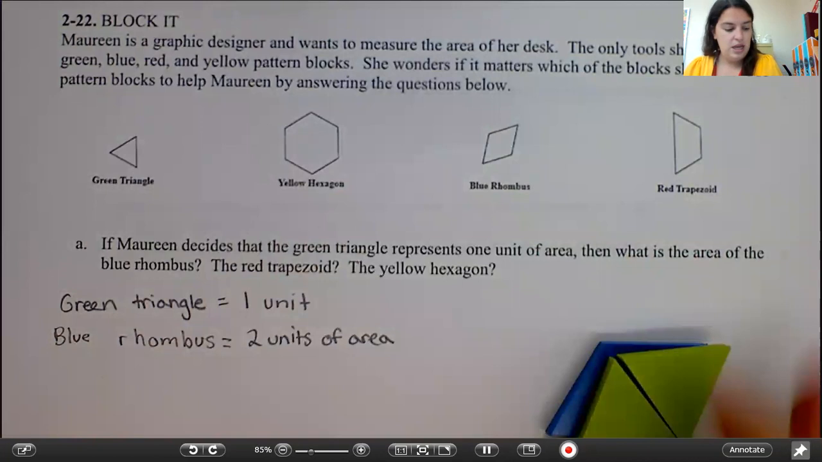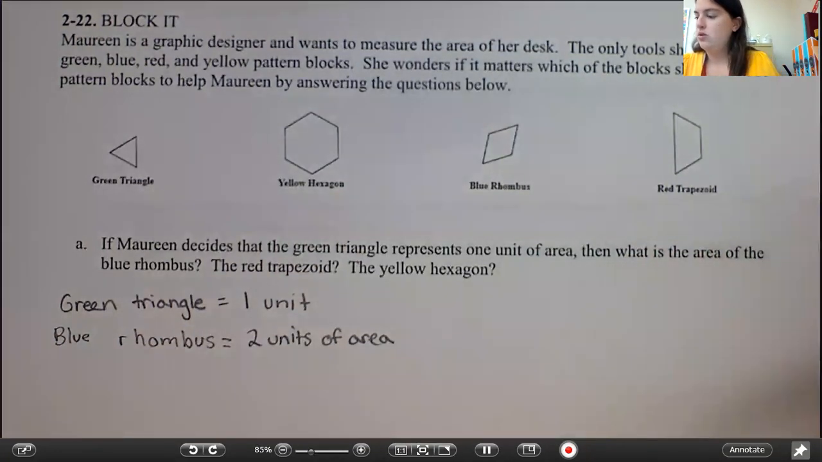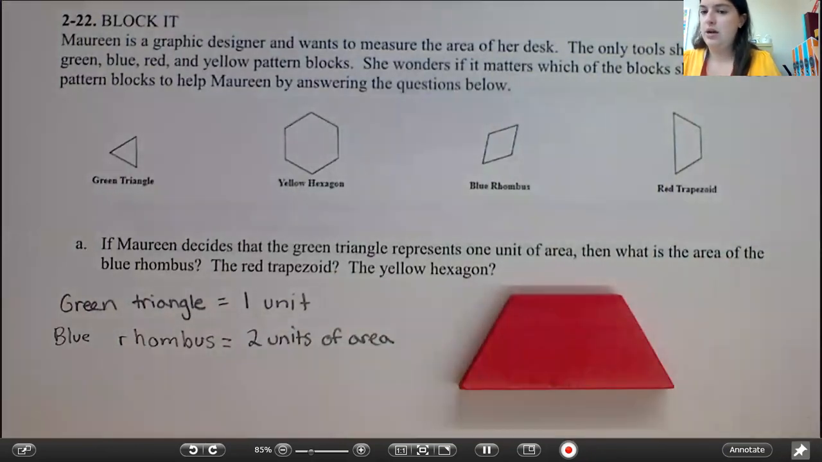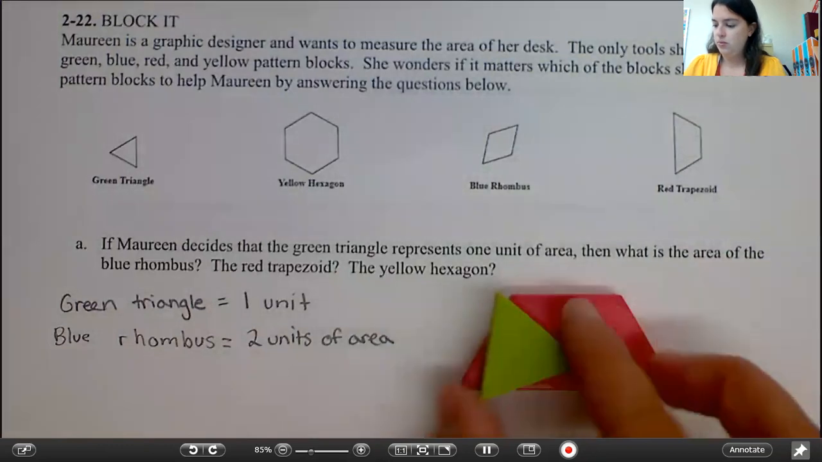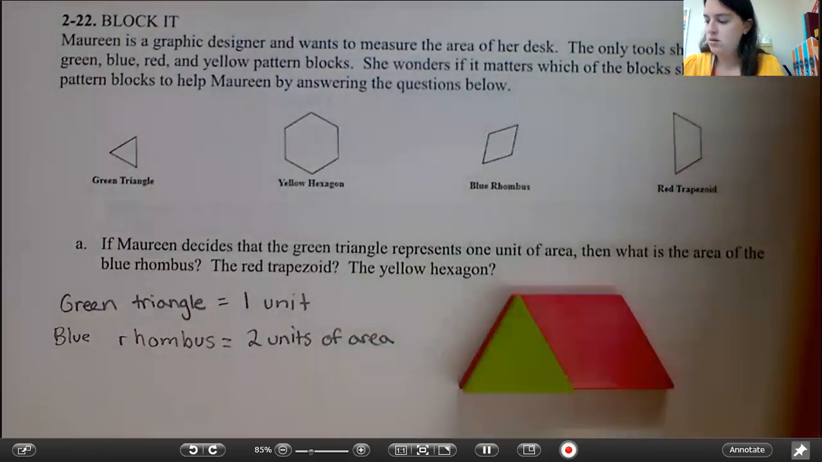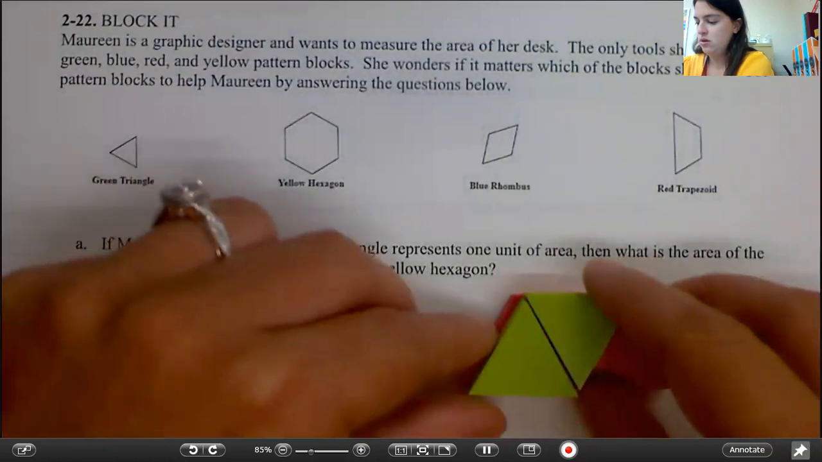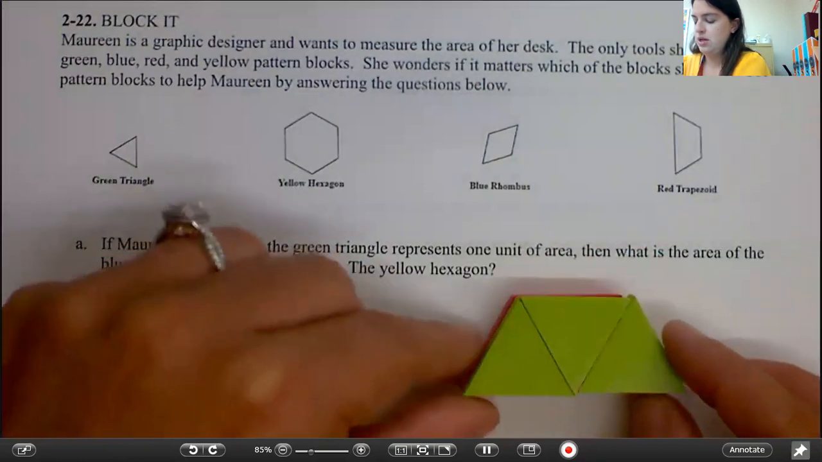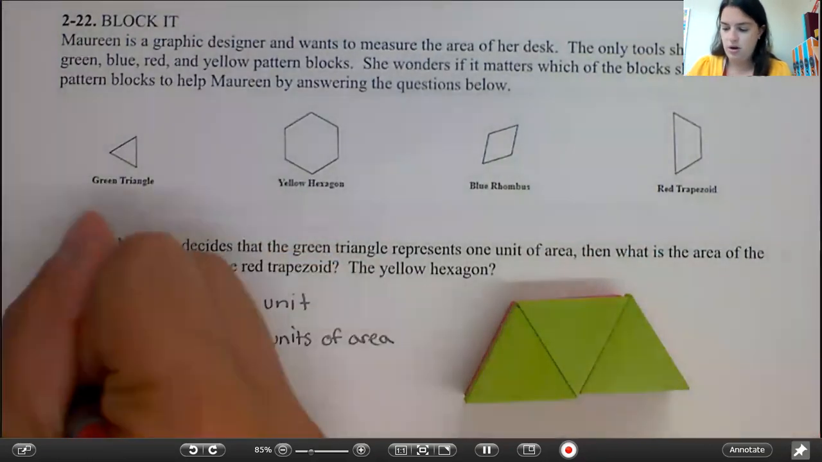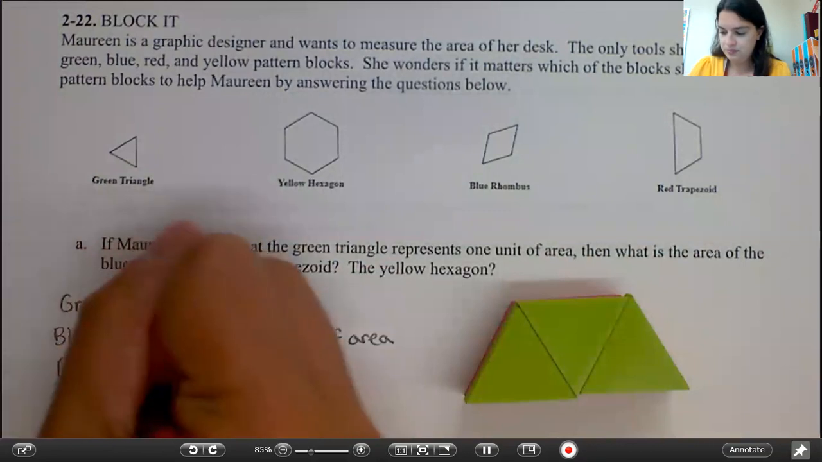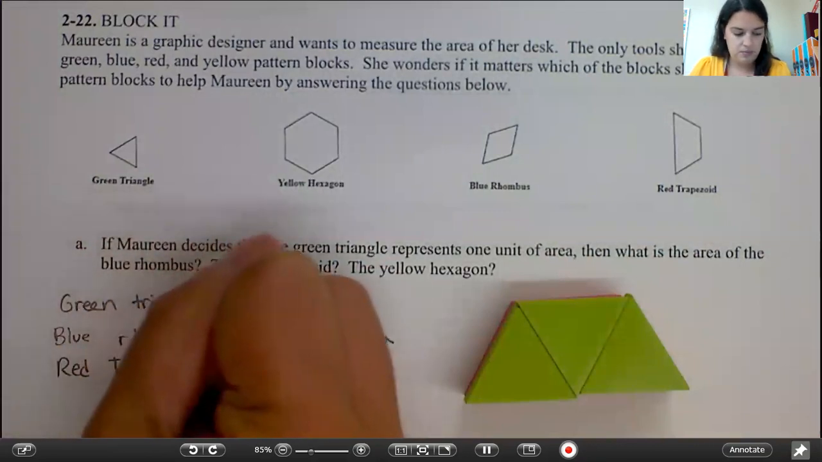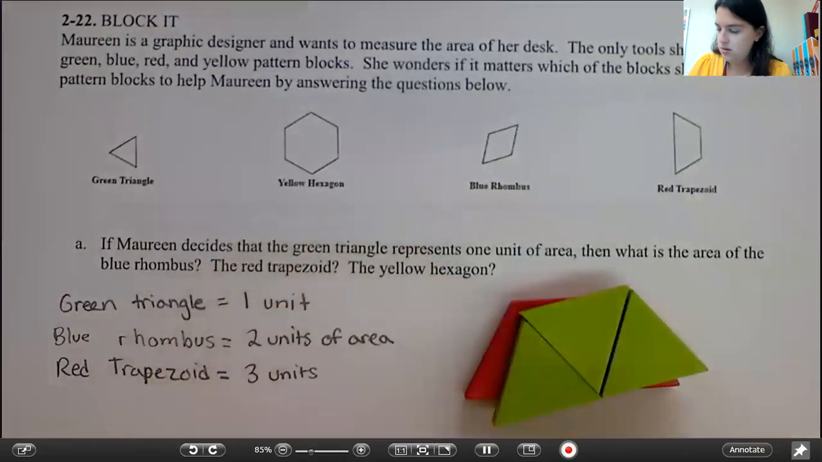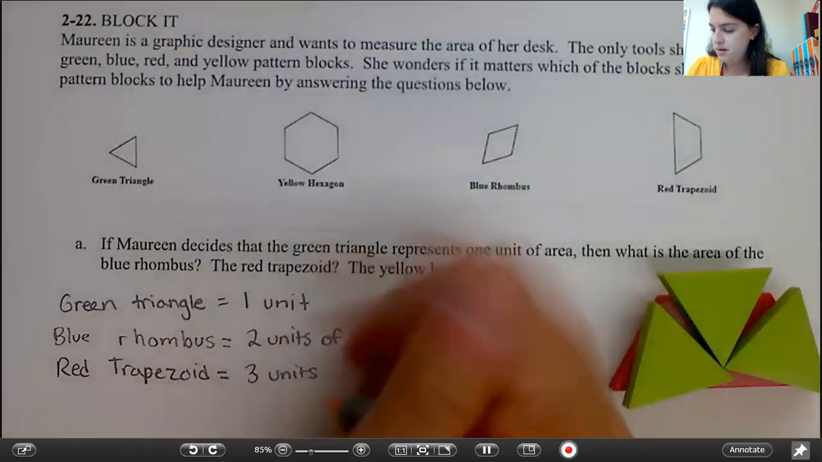Now we have to do the same thing for the red trapezoid. So I'm going to get a red trapezoid up here. And we are still using the green triangles as 1 unit of area. So we're going to put 1 green triangle, 2 green triangles, 3 green triangles. So our red trapezoid will be 3 units of area.